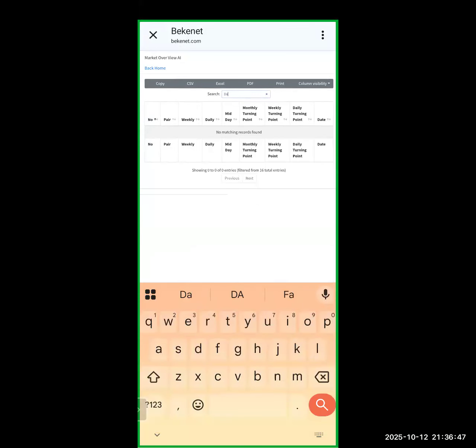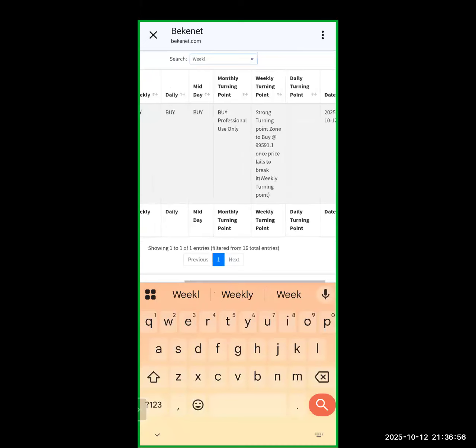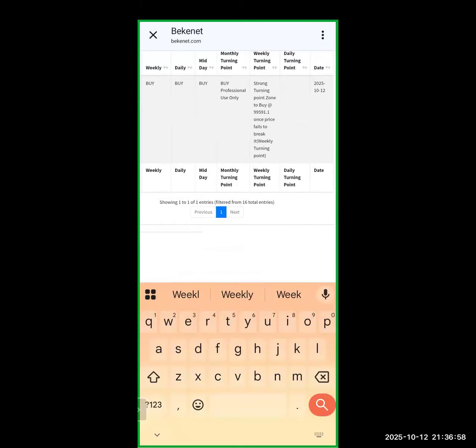So there's a way you can filter out all these things. You can just type daily in the search engine and it will help you filter out any. Or just type weekly and it will help you filter out everything. So that is how to use the market overview. It's very simple, especially if you're a pro trader. You just plot it, check your rejection level, and take your entry.